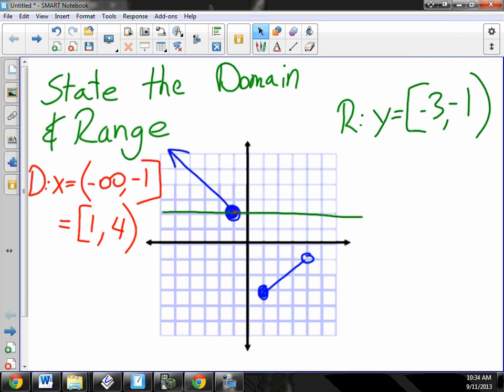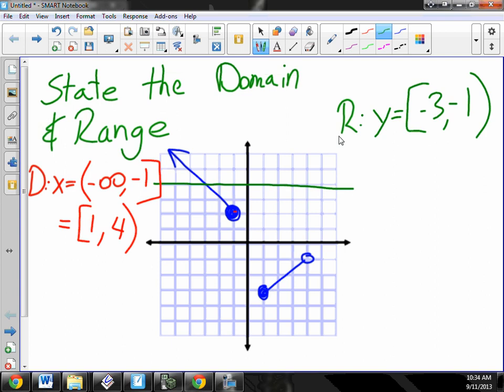Okay. In the upper piece, we start at 2, and we go all the way up to infinity. So this upper piece is 2, infinity. Do we include 2? Yep, so we have a bracket. Do we include infinity? Nope, we don't.